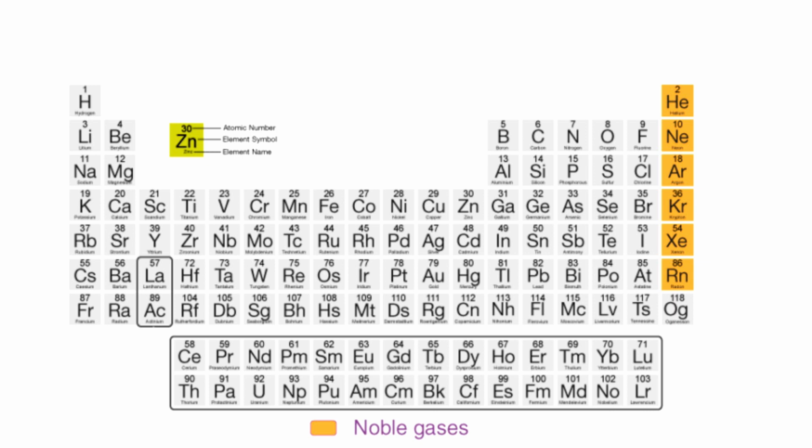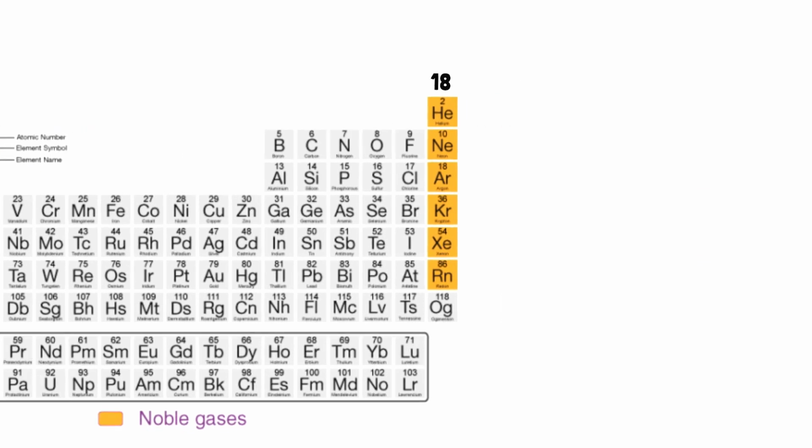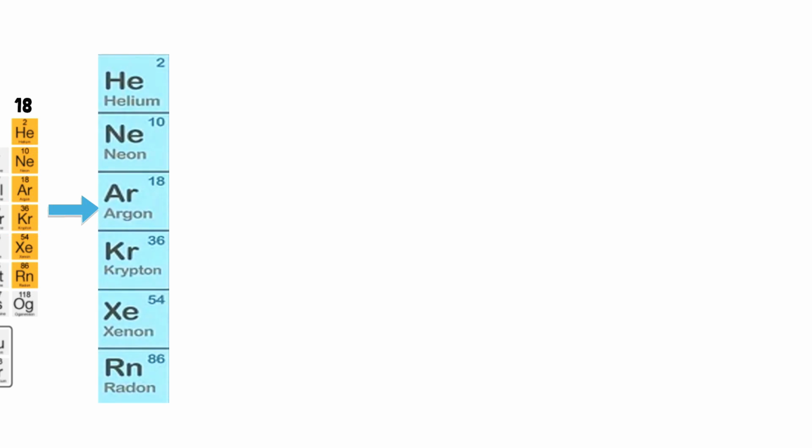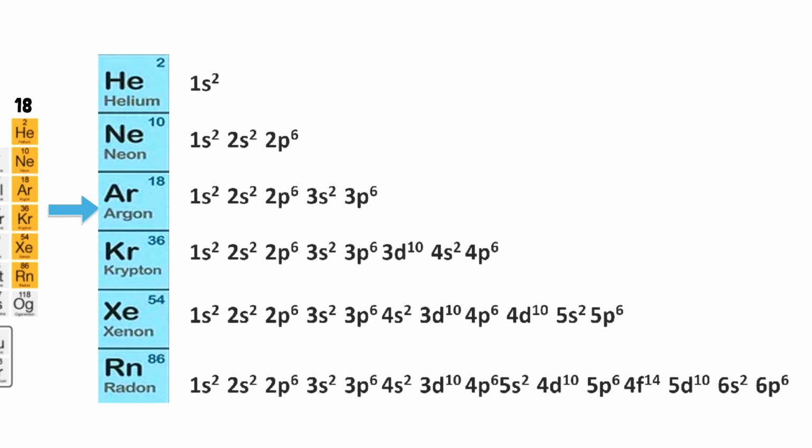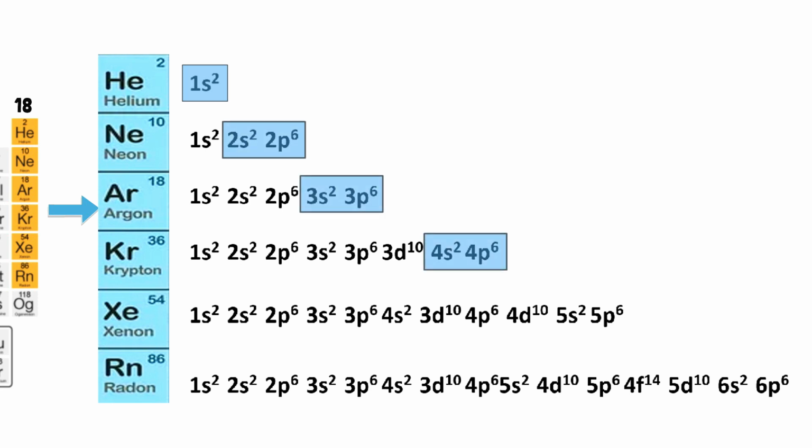As we know, noble gases are found in the 18th group of the periodic table. They are chemically stable elements. And this is the electron configuration of the noble gases. As we notice, the atoms of these elements are characterized by the fact that their outermost energy level is completely filled with electrons.